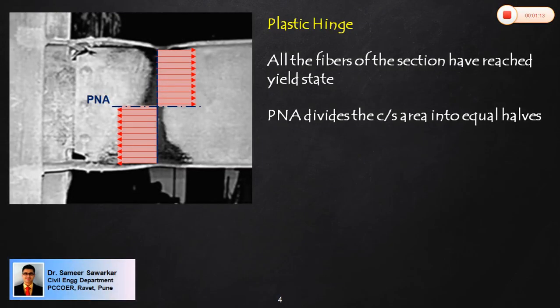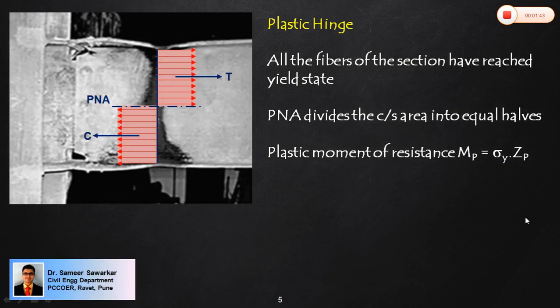Plastic neutral axis, we have seen, divides the cross-sectional area of the member into two equal halves. Mind you, this is a side view, this is not the cross-section. So try to imagine the cross-section of the beam, which will be in the shape of an I section. Exactly half the area will be in compression, half the area will be in tension.